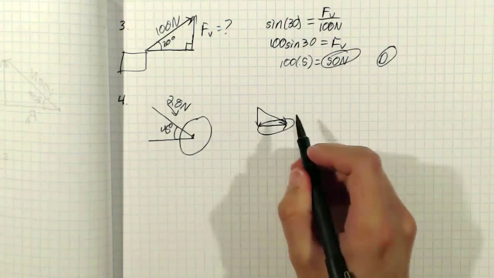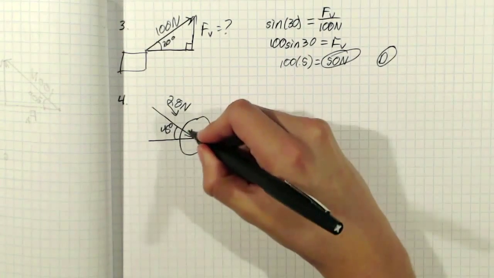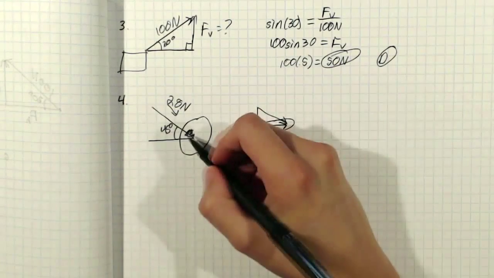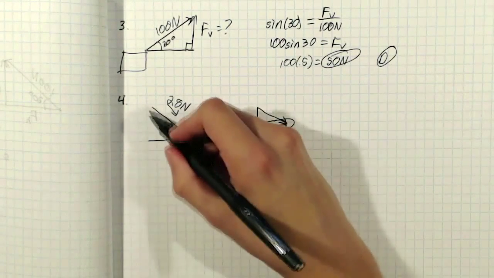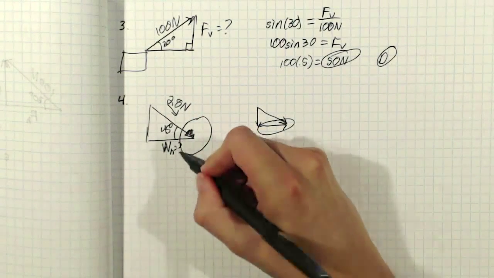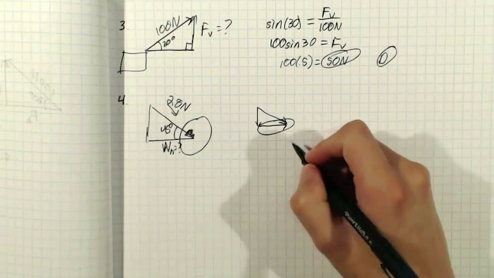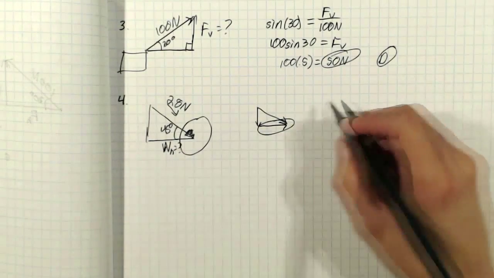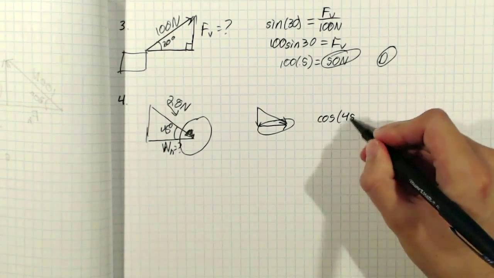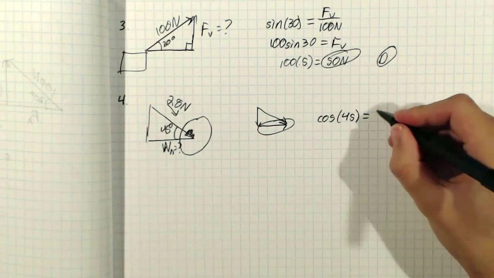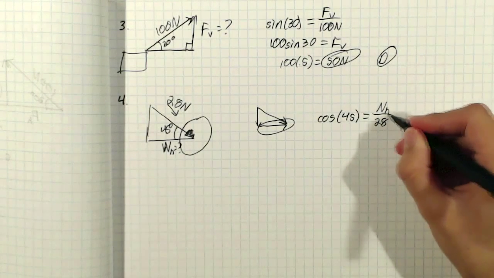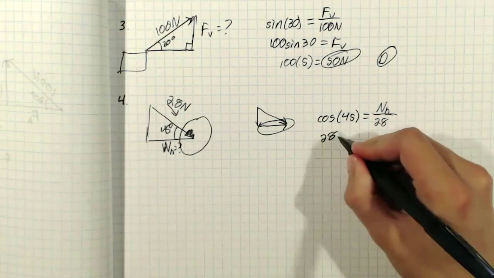So we need to find the horizontal component of this vector. So we have 45 degrees, 28 newtons, and we want the horizontal force. So we want our trigonometric identity which relates those three values. That's going to be the cosine of 45 degrees. It's going to be equal to our horizontal force over our hypotenuse.